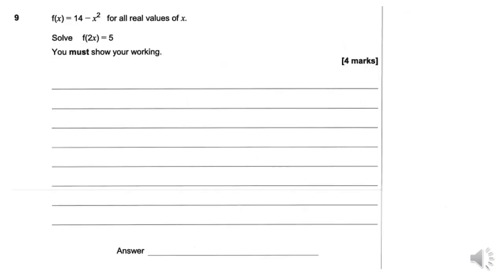A function of x is 14 take x squared. For all real values of x, solve function of 2x equaling 5. That basically means we're going to put a 2x in here. And you'll see there's an obvious misconception that some people could make. So my function of 2x is going to be 14 take away, it's not 2x squared. It's actually 2x all squared, which is a little bit different because that would give us 14 take 4x squared. And we know that that equals 5.